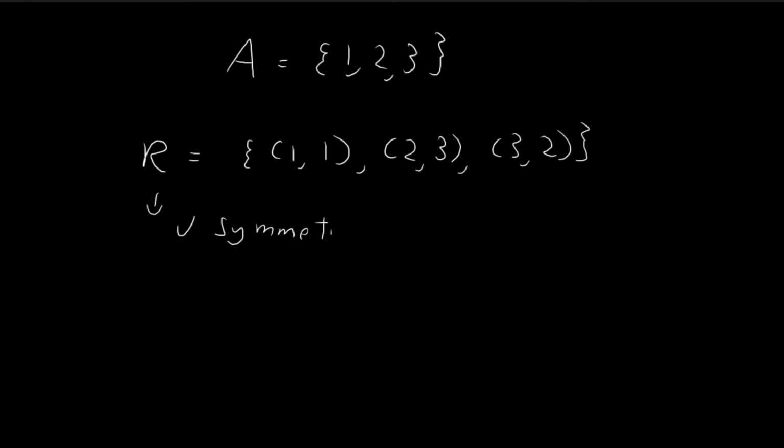This is symmetric because we can check that for every single pair in R, its inverse is also in R as well. So you can see that 2 is related to 3, and also 3 is related to 2.